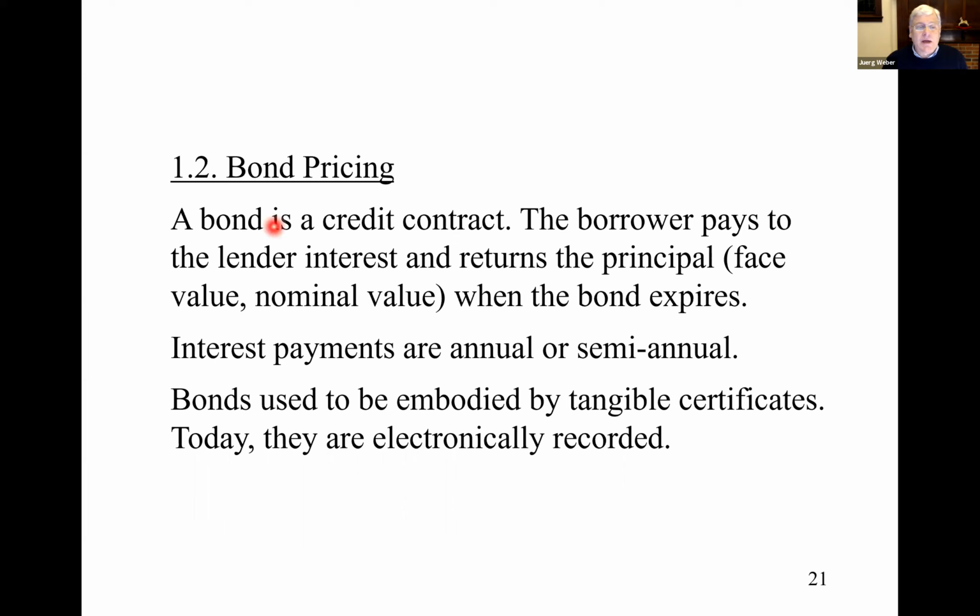A bond is a credit contract. So there is a borrower, there is a lender, and the borrower receives money from the lender and in return pays interest to the lender. And when the bond expires, then the borrower also has to return the initial amount borrowed. That's the so-called principal. The principal is also called the face value or nominal value of the bond.